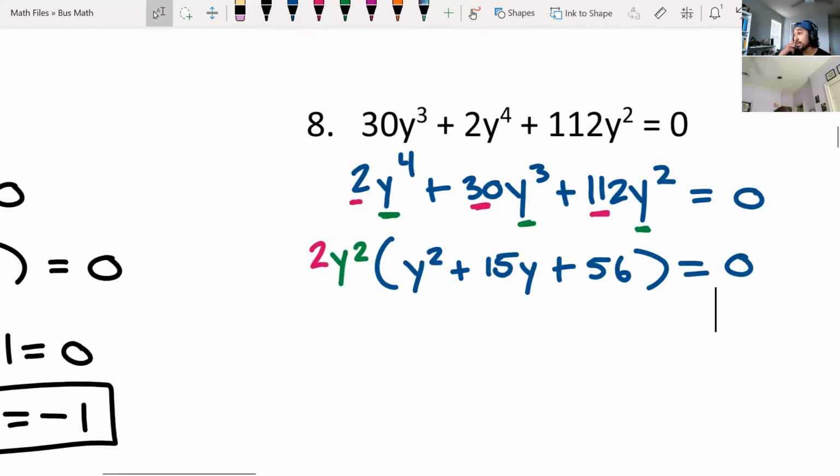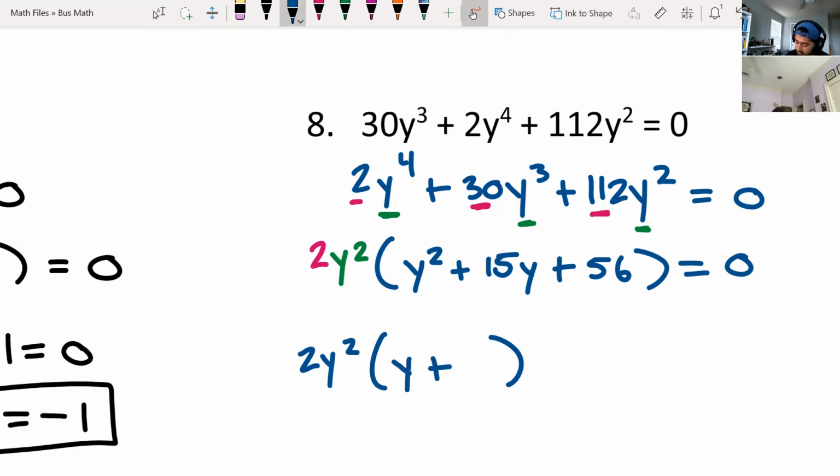Okay, we still have some factoring to do. So let's go ahead and factor the inside polynomial, and I'll have the 2y squared on the outside. Here you have plus plus, which means that you'll get y plus a number and y plus a number. What are the two factors of 56 that could make 15?